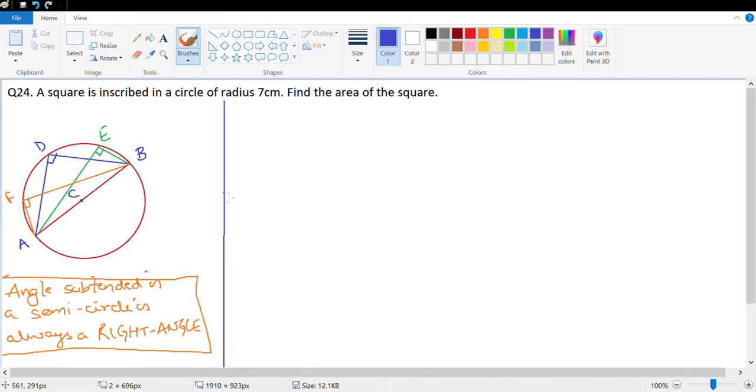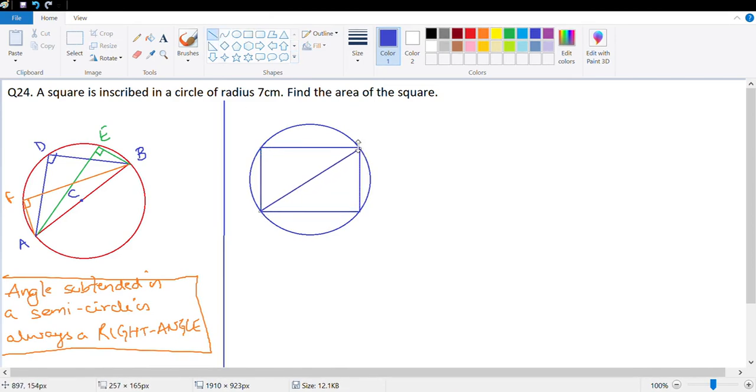Now that we've done this, let's look at this question. It says a square is inscribed in a circle of radius 7 centimeter. Perfect. So this is a square which is inscribed in a circle of radius 7 centimeter. Perfect. So done. This side, this side, this side, and this side are equal. In this case, this is A, B, C, and D. This is 90 degree. This is 90 degree.